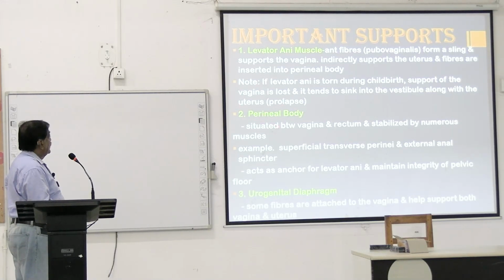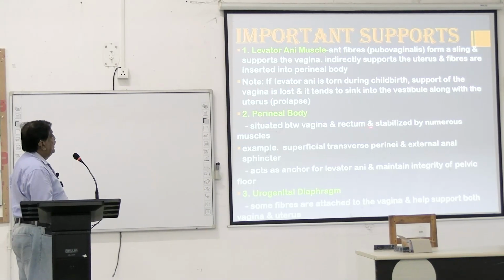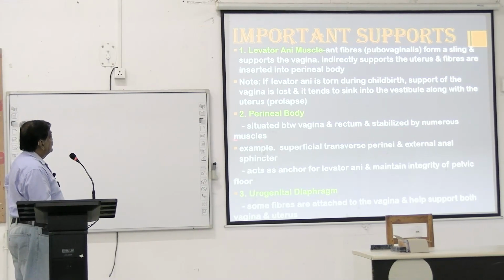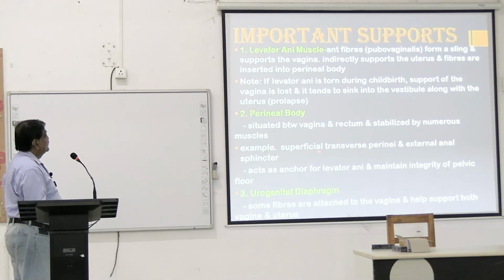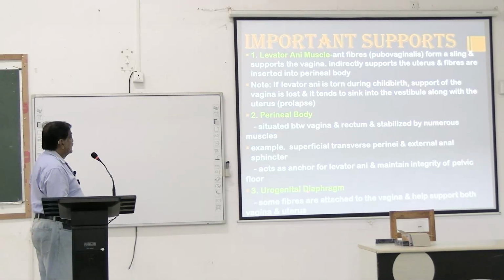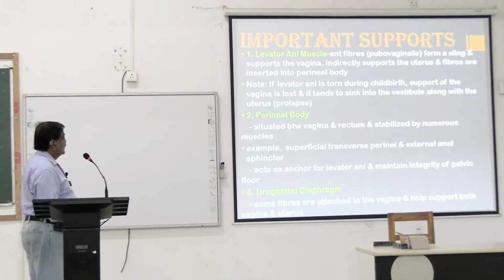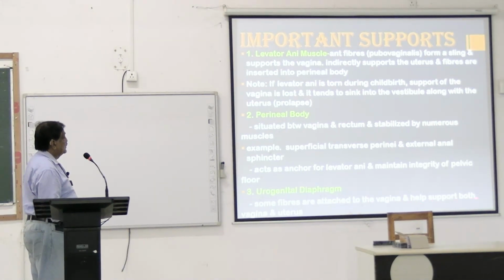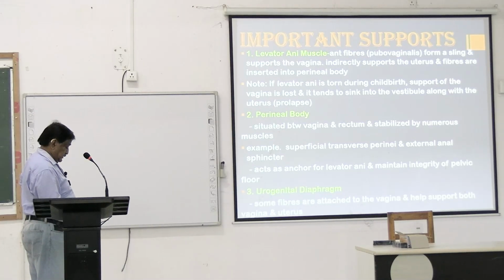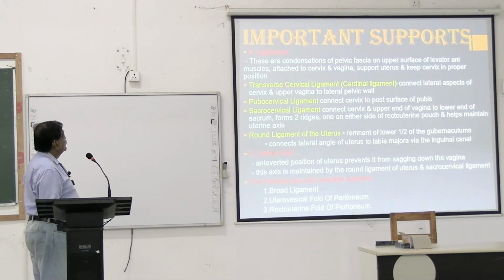Now, the perineal body is situated between the vagina and the rectum and stabilized by numerous muscles, for example the superficial transverse perineal and external anal sphincter. It acts as an anchor for levator ani and maintains integrity of the pelvic floor. Urogenital diaphragm: some fibers are attached to the vagina and help support both vagina and the uterus. Important supports.